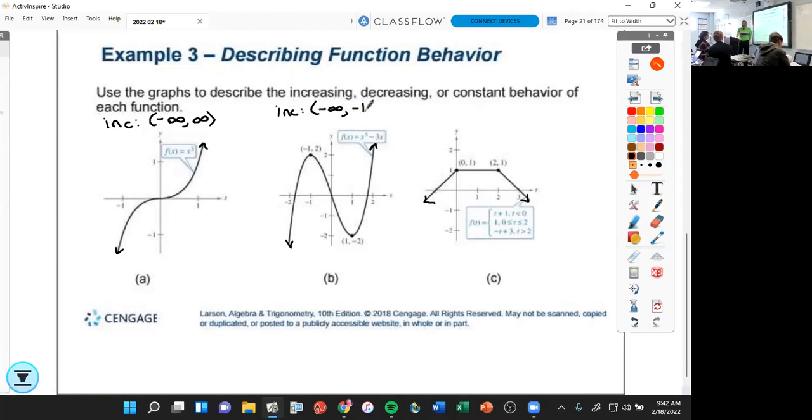Is that a parenthesis or a bracket? Okay, it's a parenthesis, because in a second, you're about to tell me that it's doing something else from -1 to something else. And you can't tell me it's both increasing and decreasing at the exact same time. Makes no sense. Okay. So it's increasing somewhere else. 1 to infinity. Okay.